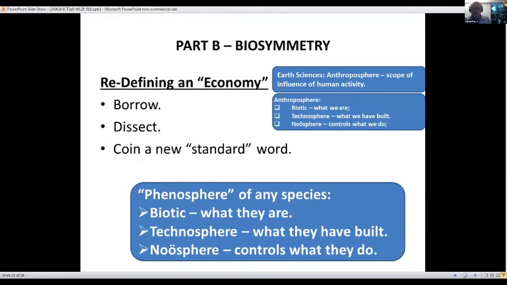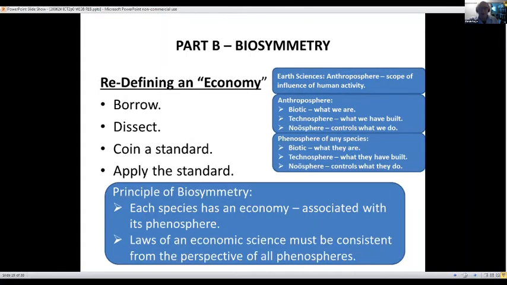Now, that describes something that's associated with the human phenotype. Every species has its own phenotype. So I've coined this word phenosphere to describe the same thing for each species. It has three components: a biotic component, a technosphere, and a noosphere. Once we have that standard word, then we can apply the principle. Each species has an economy associated with its phenosphere. The laws of economic science must be consistent from the perspective of all phenospheres.